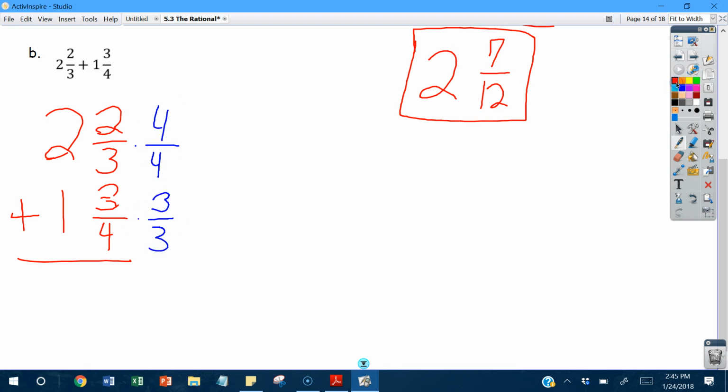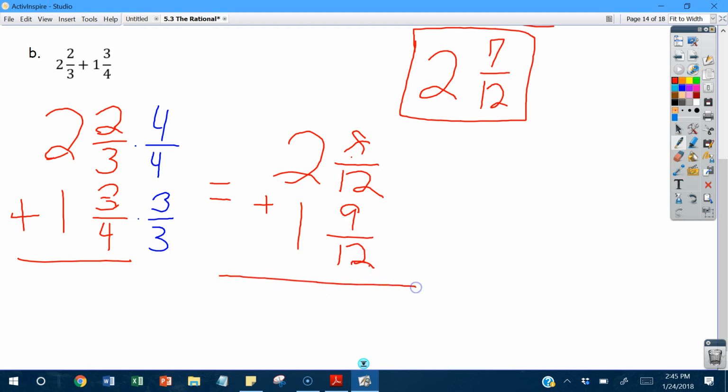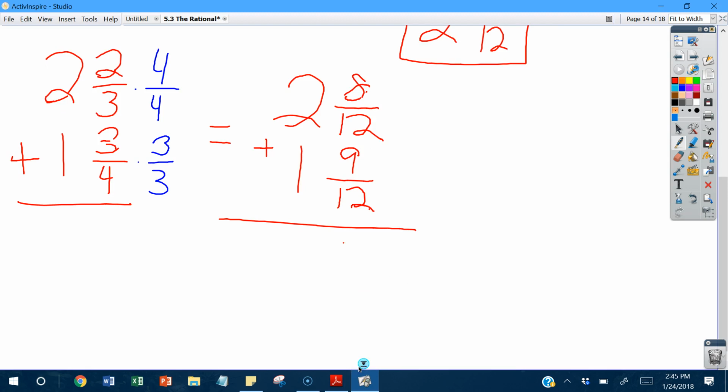So this problem becomes 2 8/12 plus 1 9/12. And now I can do the addition. So let's do addition. I can do 8/12 plus 9/12 gives me 17/12. And 2 plus 1 gives me 3.